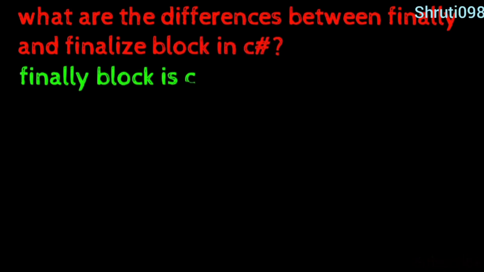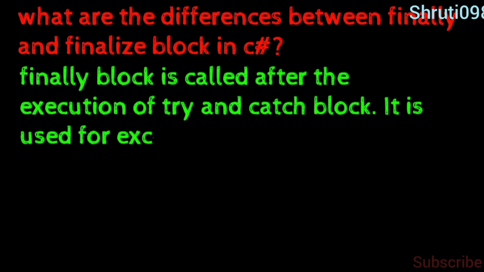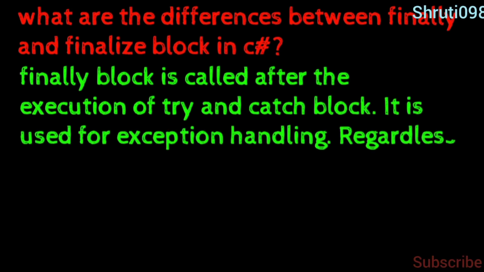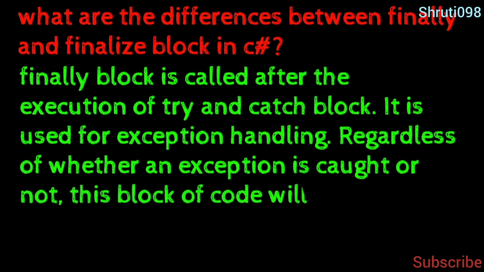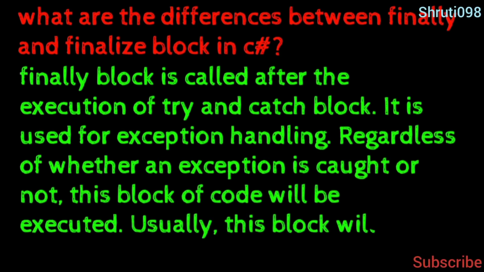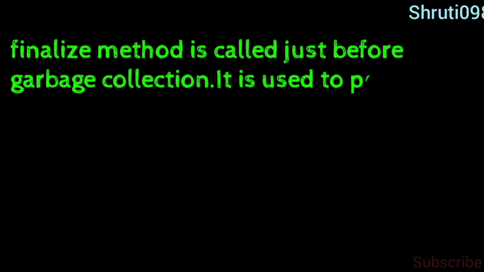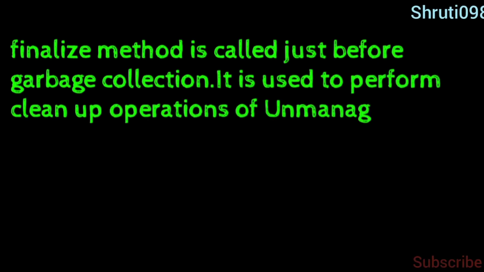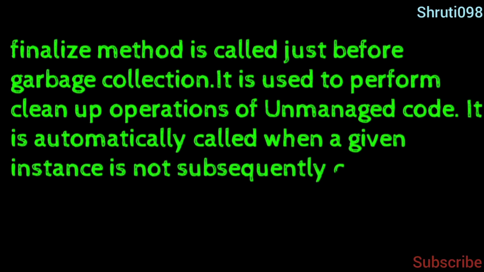Question: what are the differences between finally and finalize block in C#? Answer: finally block is called after the execution of try and catch block. It is used for exception handling. Regardless of whether an exception is caught or not, this block of code will be executed. Usually, this block will have cleanup code. Finalize method is called just before garbage collection. It is used to perform cleanup operations of unmanaged code. It is automatically called when a given instance is not subsequently called.